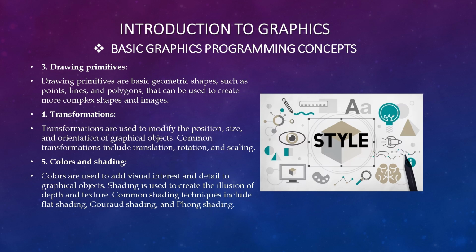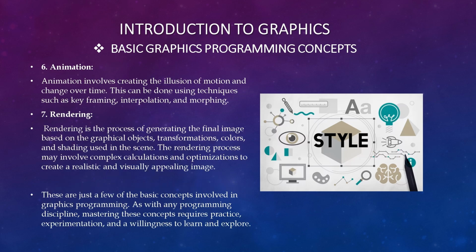5. Colors and shading. Colors are used to add visual interest and detail to graphical objects. Shading is used to create the illusion of depth and texture. Common shading techniques include flat shading, Gouraud shading, and Phong shading. 6. Animation. Animation involves creating the illusion of motion and change over time. This can be done using techniques such as keyframing, interpolation, and morphing.